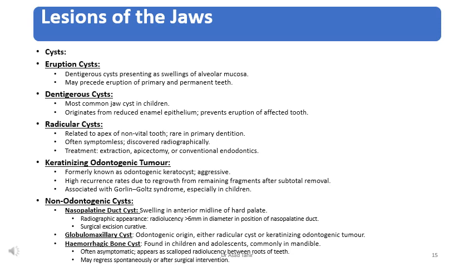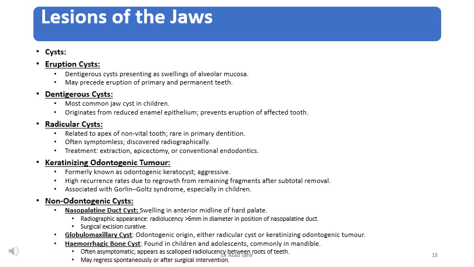Keratinizing odontogenic tumor, formerly known as odontogenic keratocyst, is aggressive. High recurrence rates due to regrowth from remaining fragments after subtotal removal. Associated with Gorlin-Goltz syndrome, especially in children.